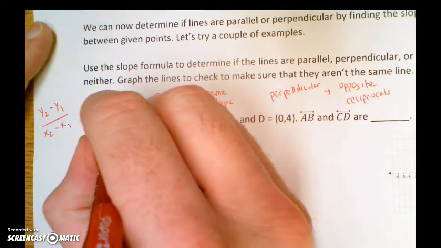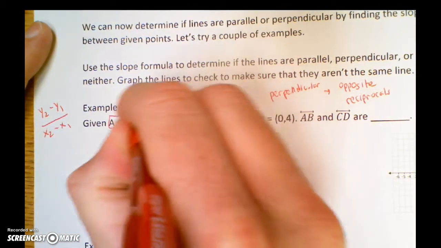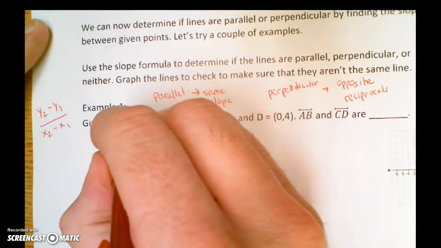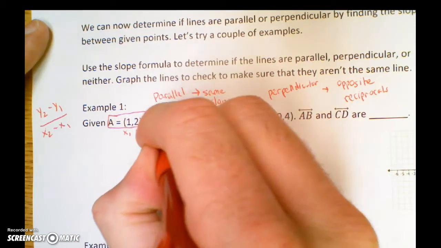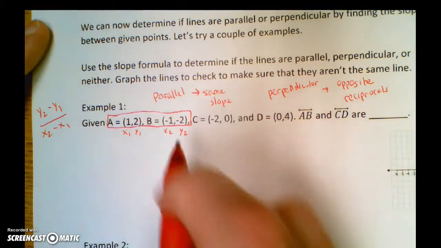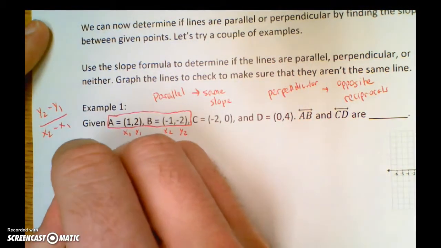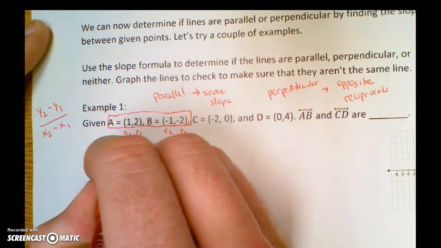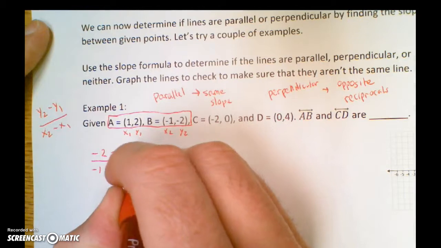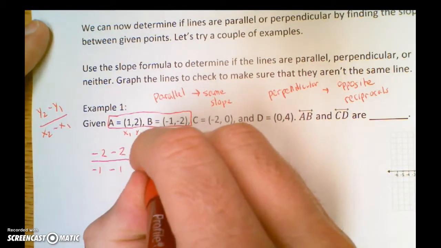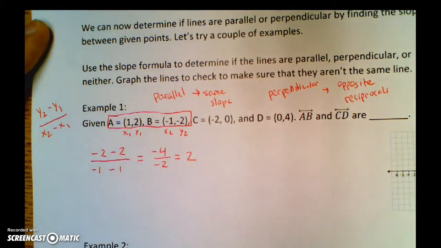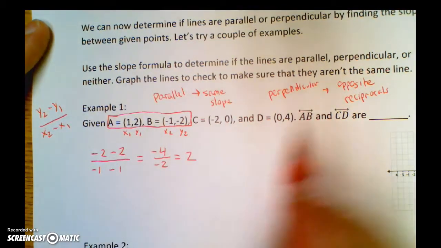So using the first set of points that they give us, A and B, because A and B are the ones that they put together on the line, I'm going to use my formula. This is x1, y1, x2, y2. So plugging it into my formula, -2 minus 2 over -1 minus 1. And that gives me -4 over -2, which when I divide gives me +2. So my slope between these 2 points is 2.